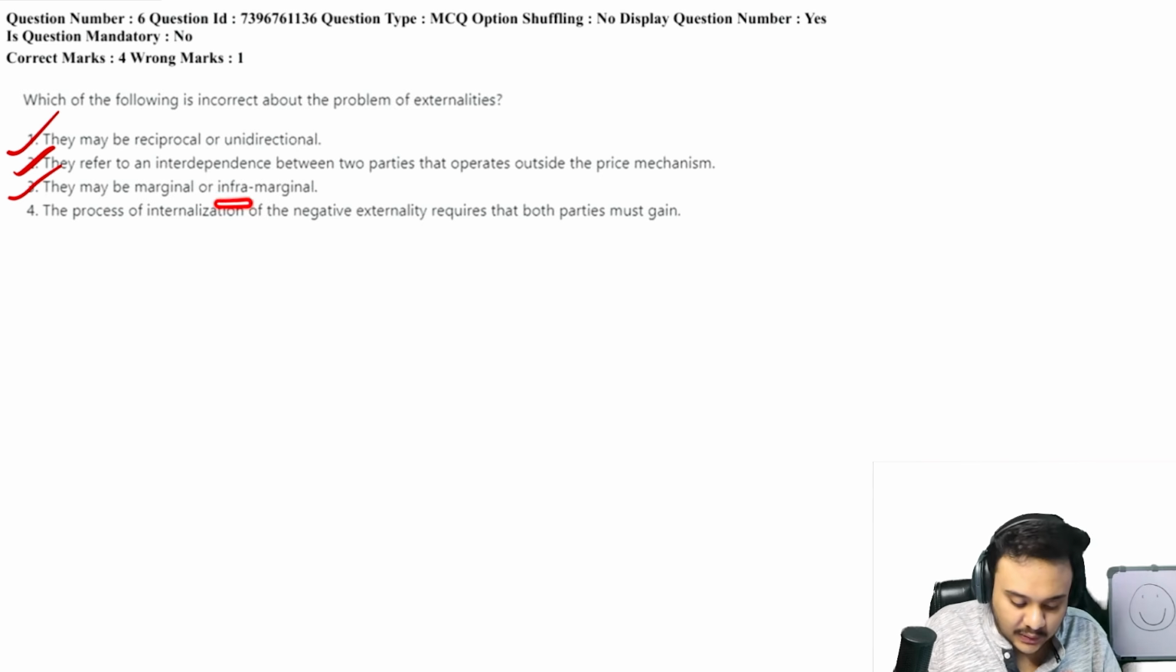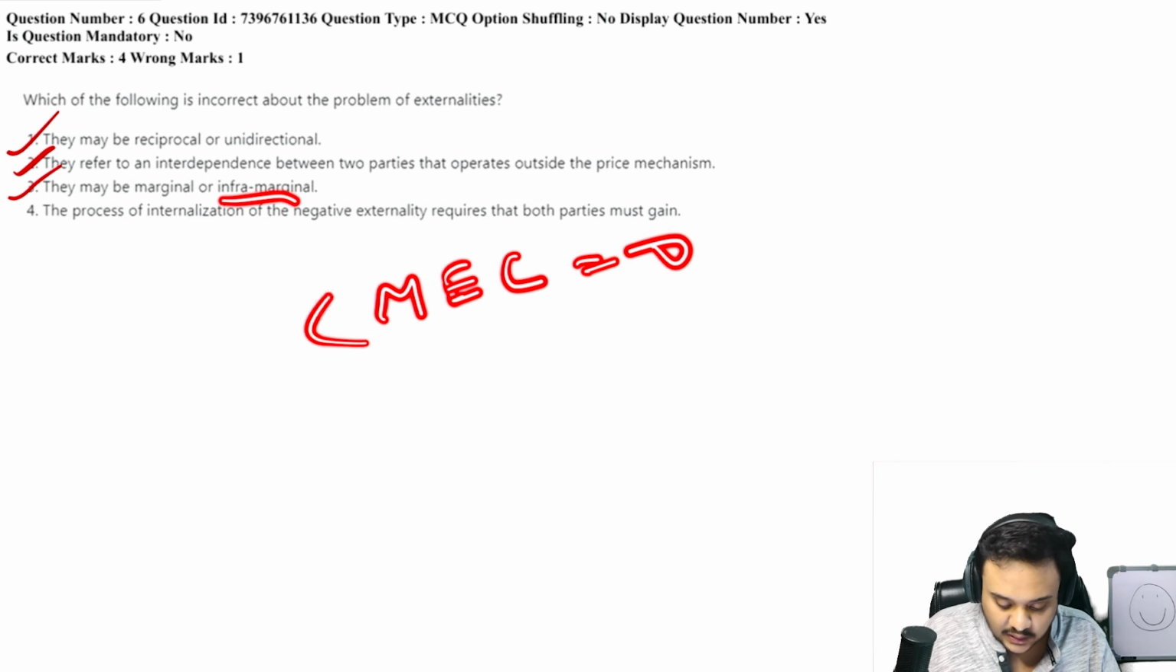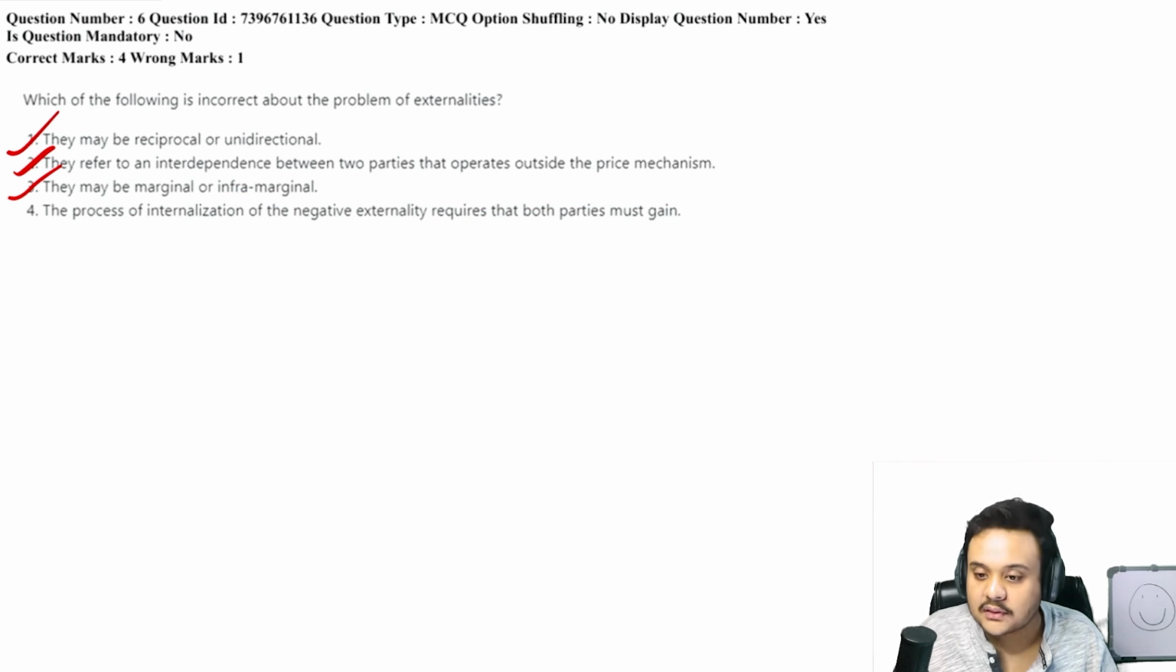But what about inframarginal? This means that the marginal external cost is 0. That just means that per unit there is no harm. Like for every single unit of your output, there is no harm to the person to whom you are doing or making a negative externality. But in lump sum or in total, you can harm them. Okay, but not per unit. That is just what it means.